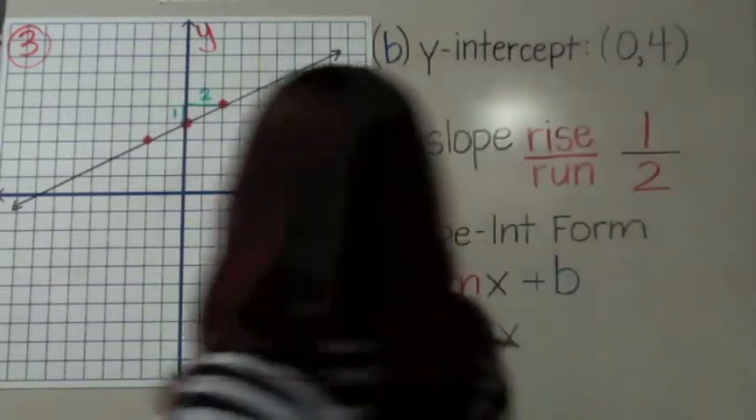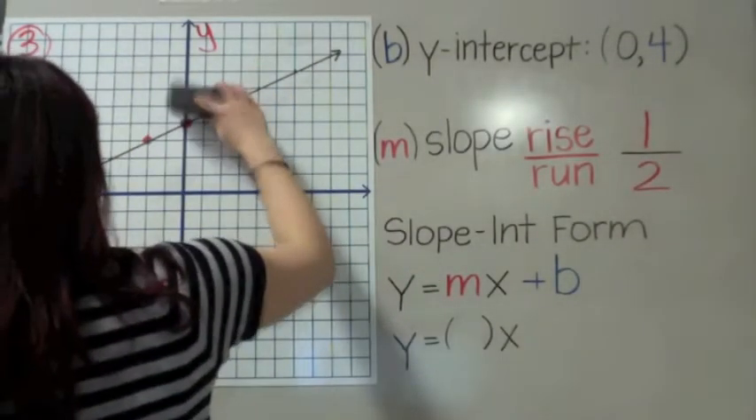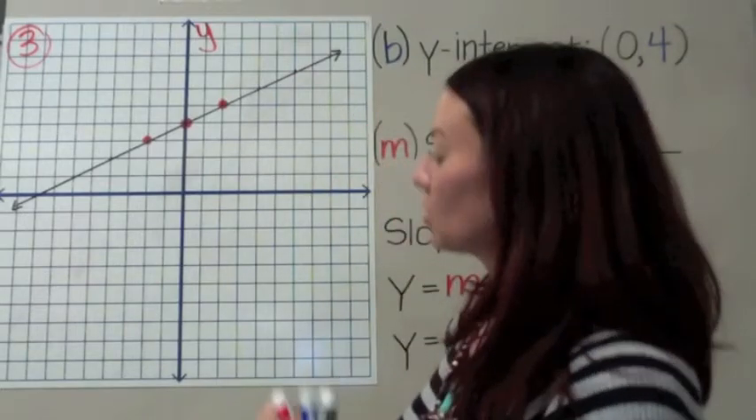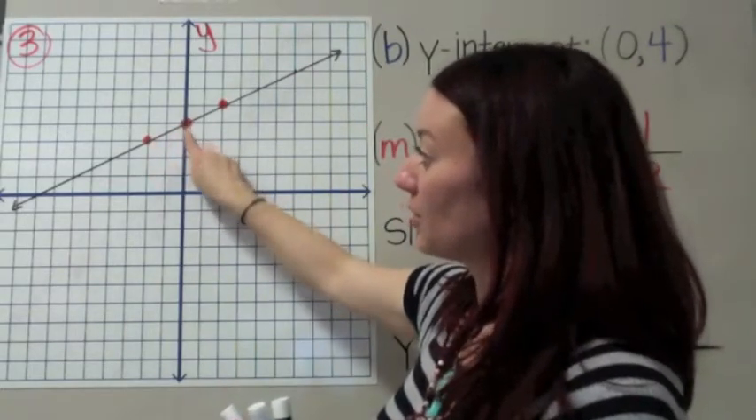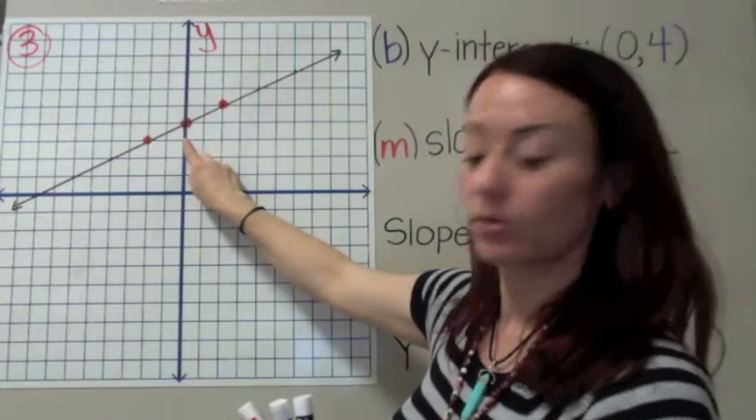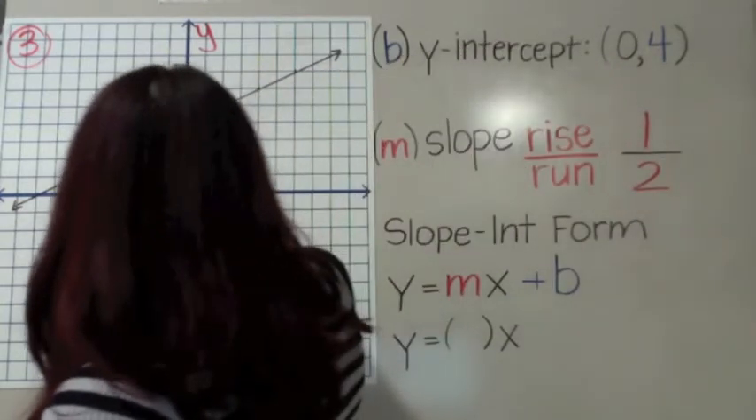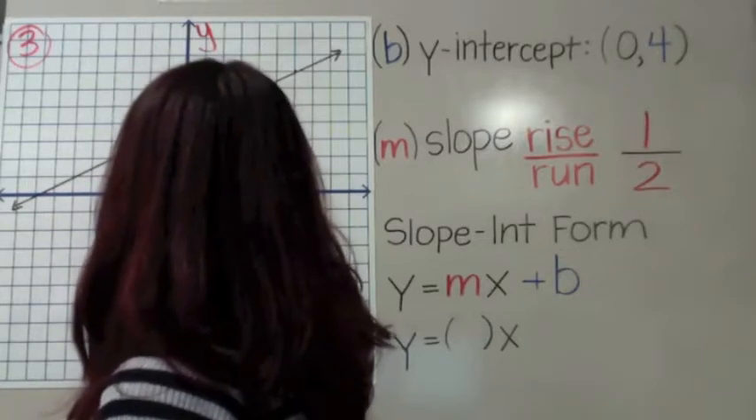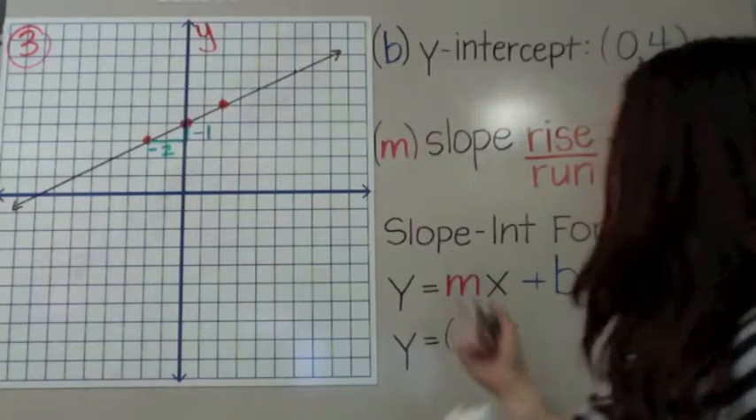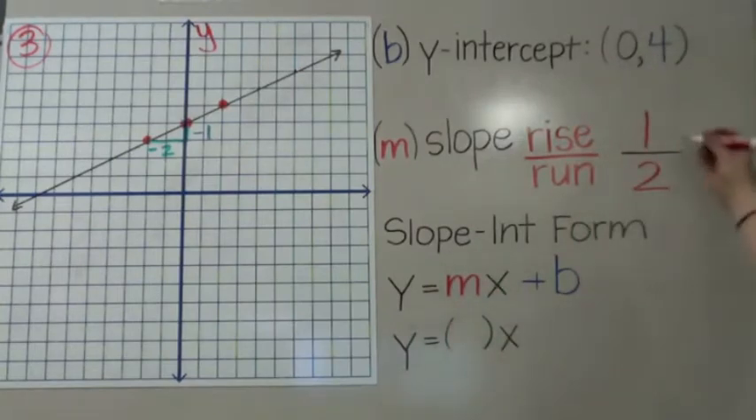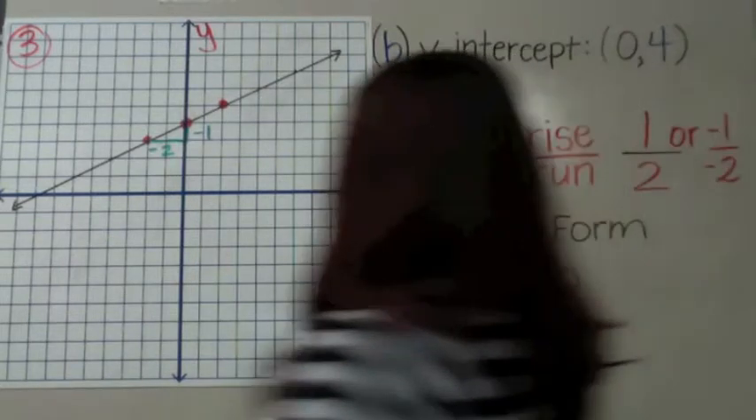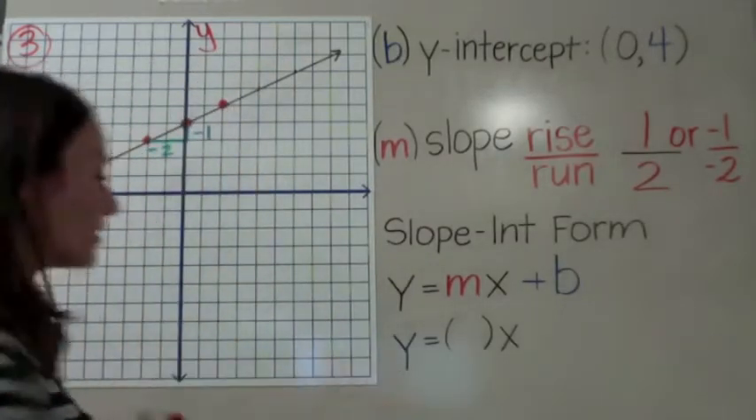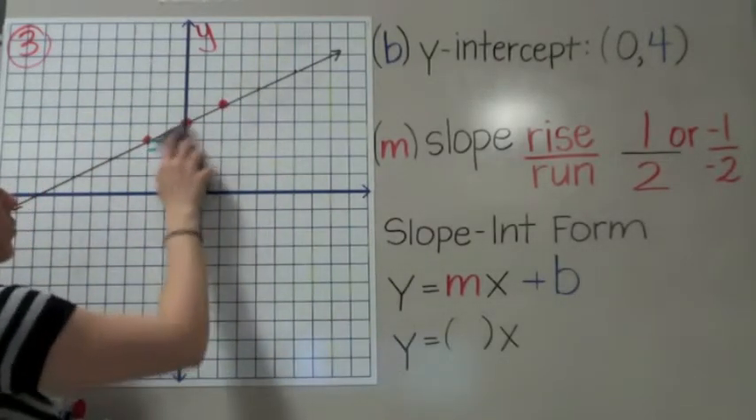Could it also go in the negative direction though? Or not in the negative direction, but in the opposite direction. Could it also, to get to this point, what would you have to do? Go down how many? Down 1. That's right. You could also go down 1, negative 1, and then you would go over to the left, negative 2. So you'll see that it could also be negative 1 divided by negative 2. However, because negative divided by negative is positive, this is a positive slope, okay?